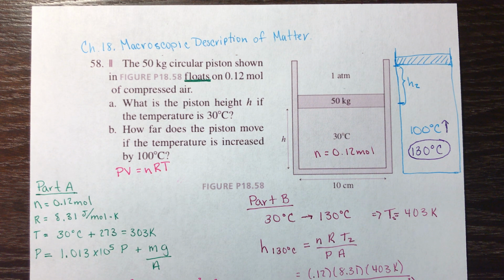Question A, what is the piston's height h if the temperature is 30 degrees Celsius? And part B, how far does the piston move if the temperature is increased by 100 degrees Celsius?